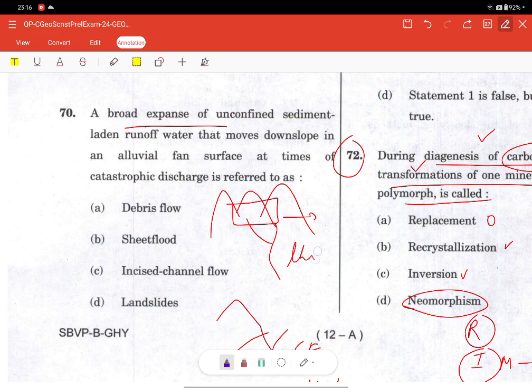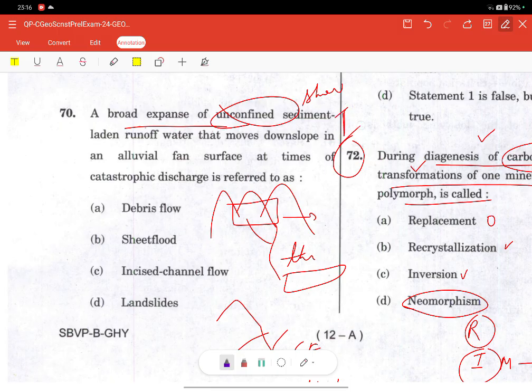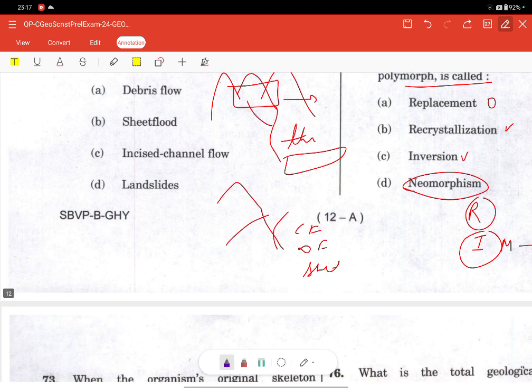There are no channels in it. It is short lived, like not much time is required, and there is a high sediment load in it, and it occurs mainly during intense rainfall and when flash floods occur in arid to semi-arid regions. So what kind of sediments does it deposit? It deposits poorly sorted sand, silt and gravel.